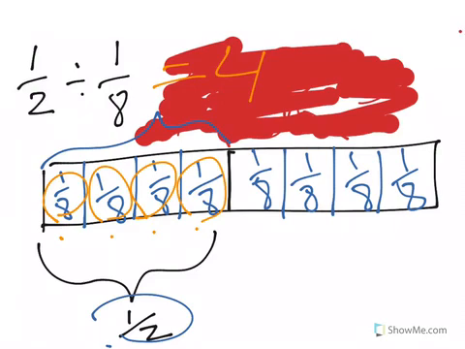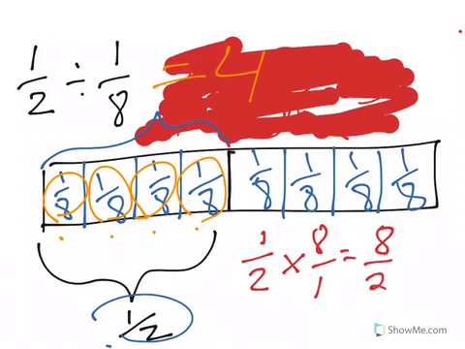That's only one simple way to solve it. Another way we could do it, we could do a little keep, change, flip action, right? 1/2, change the division to multiplication, flip the 1/8 to 8/1. We end up with 1 times 8 is 8, 2 times 1 is 2, 8 halves, 2 goes into 8 exactly 4 times. So there's our math, right? That's a couple different ways to look at it.